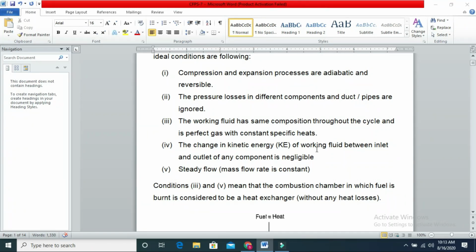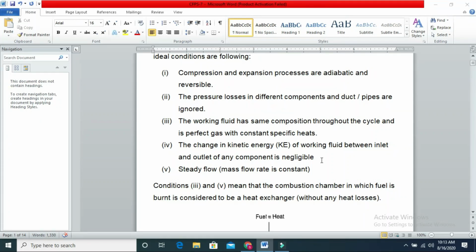The kinetic energy changes are also neglected. In the actual systems, the kinetic energy changes are there, but these changes are relatively less than the changes in temperature or pressure. So for that reason, for simplicity, we can ignore the changes in kinetic energy.